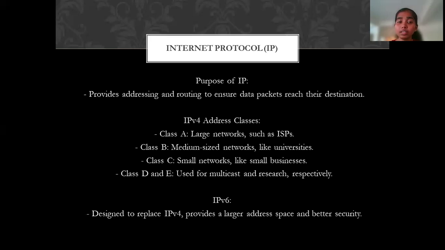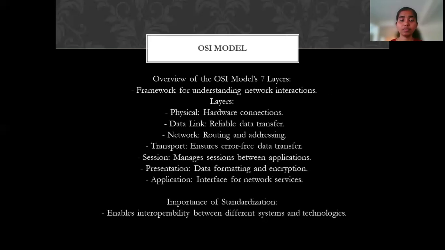Class A is for large networks such as ISPs, and class B is for medium-sized networks like universities. Class C is for small networks such as small businesses. Class D and E are used for multicast and research respectively. That is, class D is used for multicast and class E is used for research. Next up, we have IPv6, which is designed to replace IPv4 and provide a larger address space and better security.